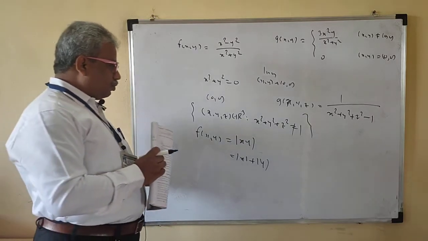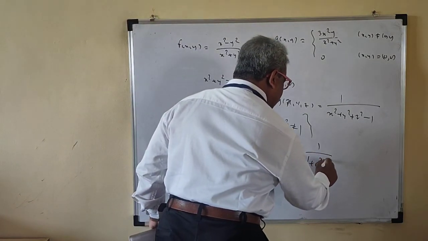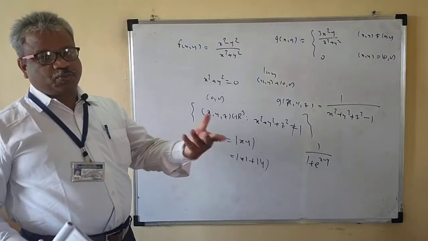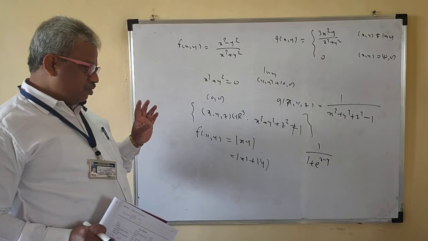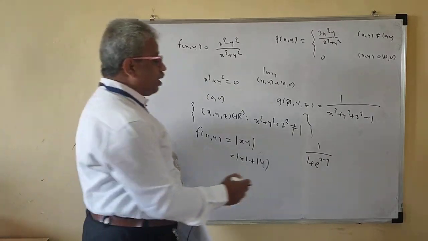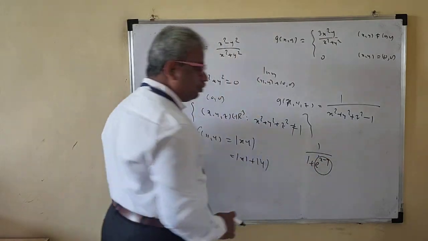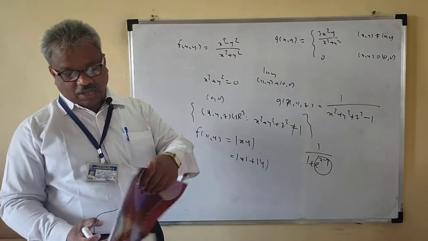Now suppose we have this function 1/(1 + e^(x−y)). The exponential cannot be 0, and the exponential cannot be negative either, so the denominator is not equal to 0. That means this function is continuous everywhere.